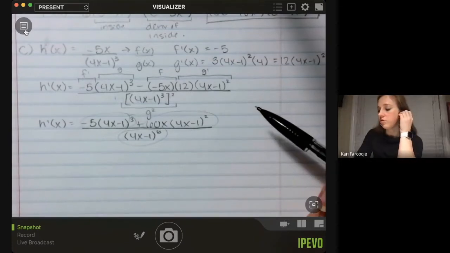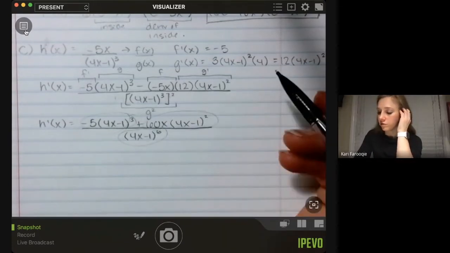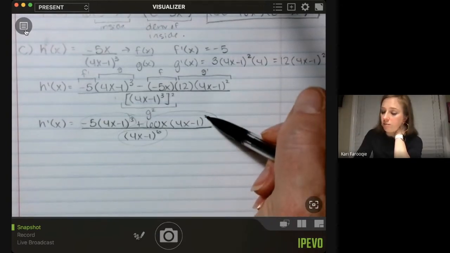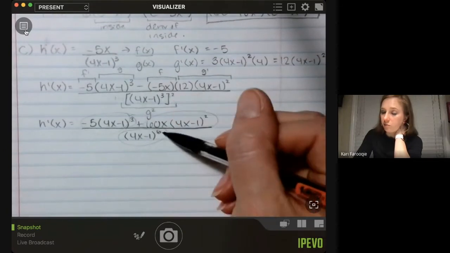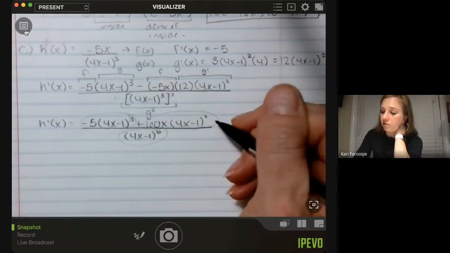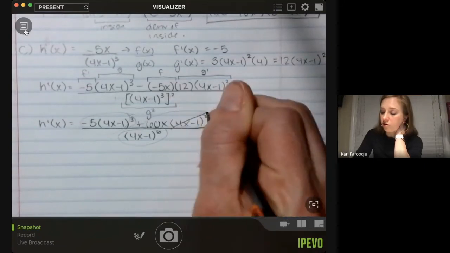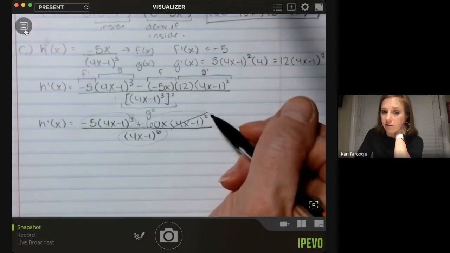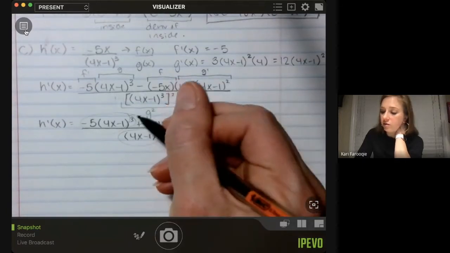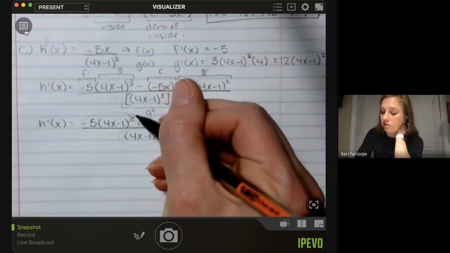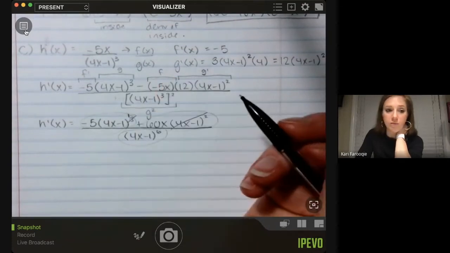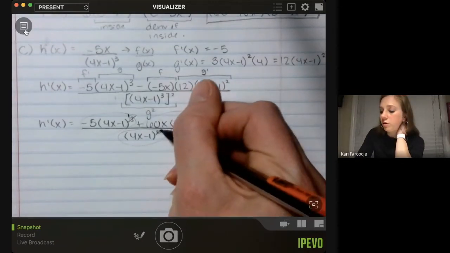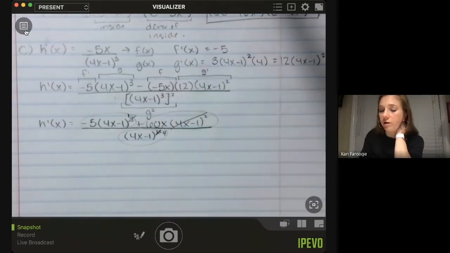Look at each one, see what's in common. If you want to factor it out, that's fine. You don't have to, though. Notice that you have 4x minus 1 to the 2nd power here, to the 3rd power there, and to the 6th power here. So what you can do is take out 2 powers of 4x minus 1 in each term. If I take out 2 powers here, both of these are going to go. And if I take out 2 powers here, well, 3 take away 2 leaves me with 1 power of 4x minus 1. And in the denominator, if I take away 2 powers, I had 6. Well, now I have 4.